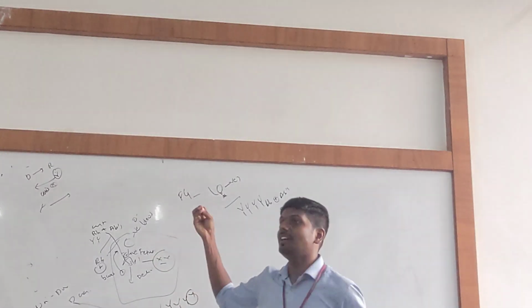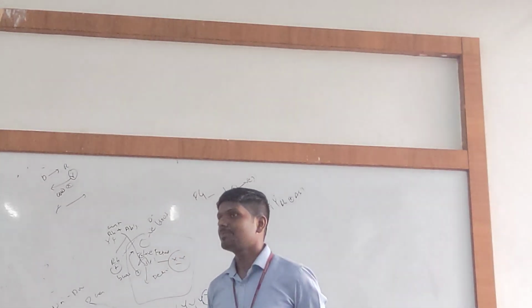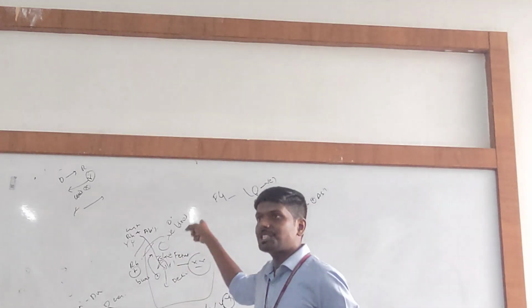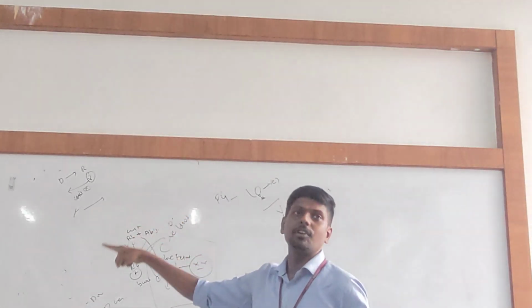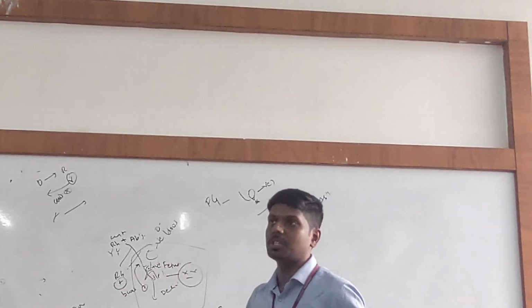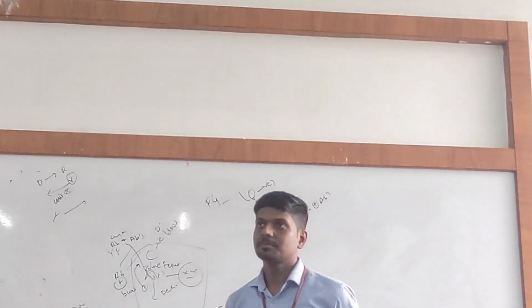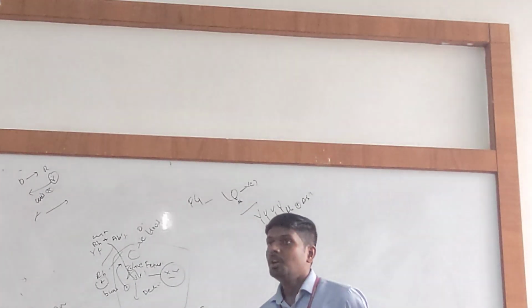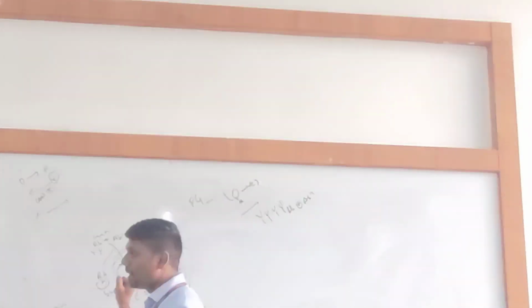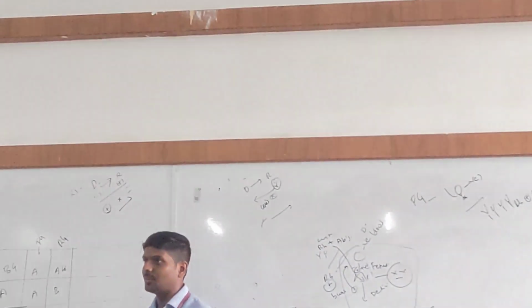Because we haven't checked her antibodies. Blindly we went with forward grouping and we transfused the blood and there is a reaction. Got it? So how to eliminate these issues? To eliminate these issues, we must check her antibodies also.